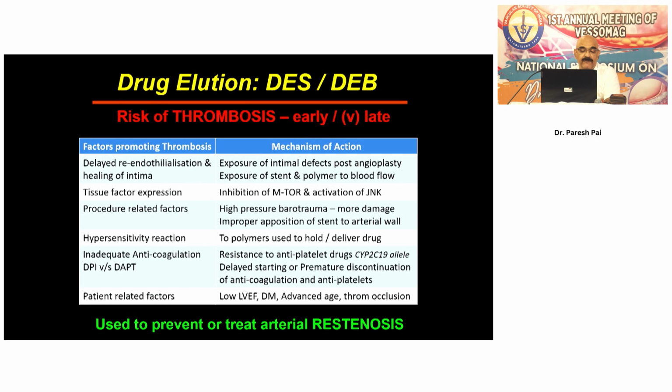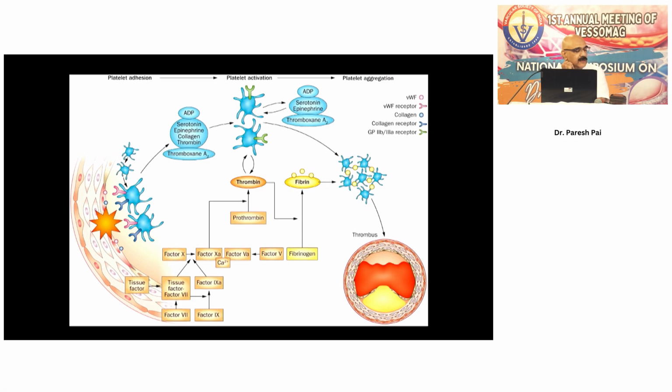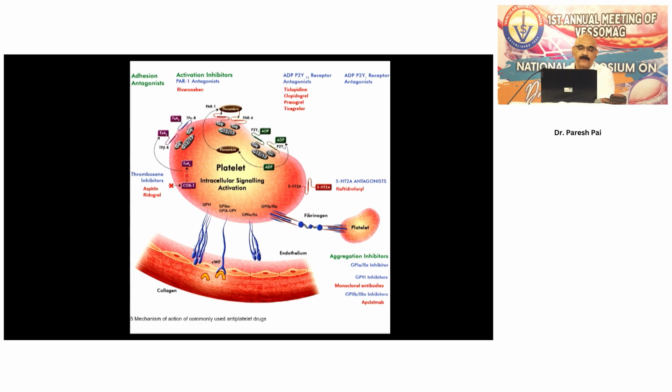There are patient-related factors which include low ejection fraction, diabetes, advancing age, and thrombotic occlusion. When you have occlusions which are thrombotic and we use this technology, the thrombus itself can cause stimulation and further thrombosis. This is a picture, I'll show you a couple of these, primarily to push home the fact that here you can see there are two issues. One is the platelet factor, which is important, and the stimulation of the intrinsic and extrinsic pathway.